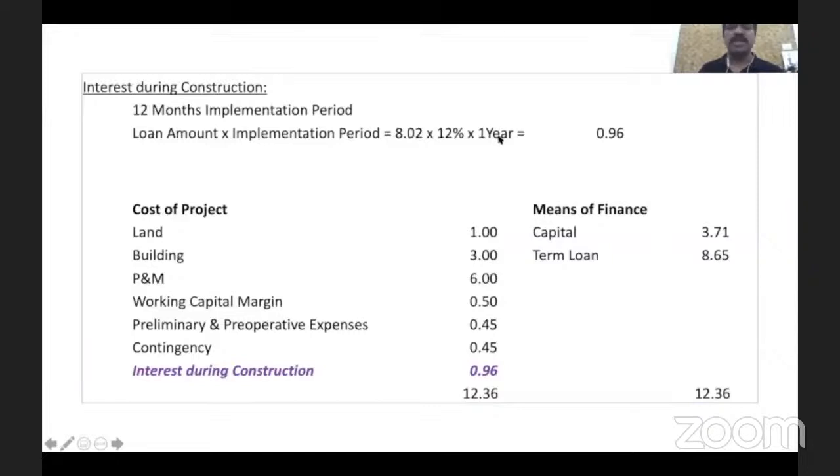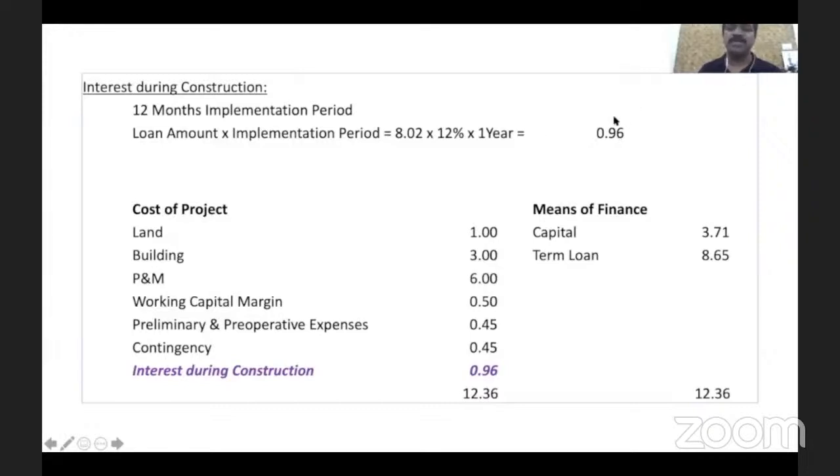into 1 year. Okay, it's 1 year, right? Into 12%. 12% is the rate of interest I'm considering here. It means this 0.96 is something they pay without having any income. How will they pay? They cannot pay. And if they don't pay, within a matter of 3 months, this account will become an NPA.